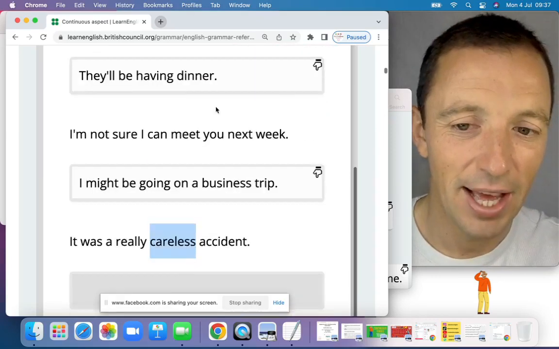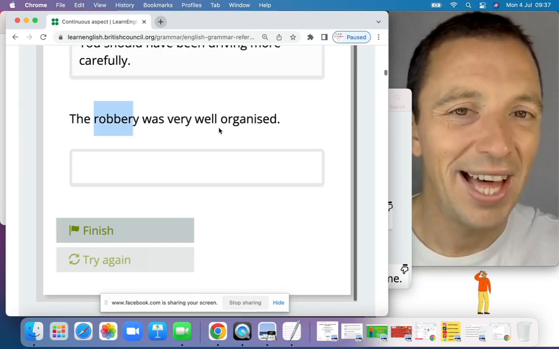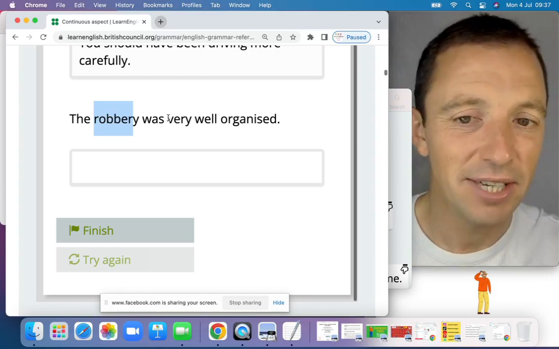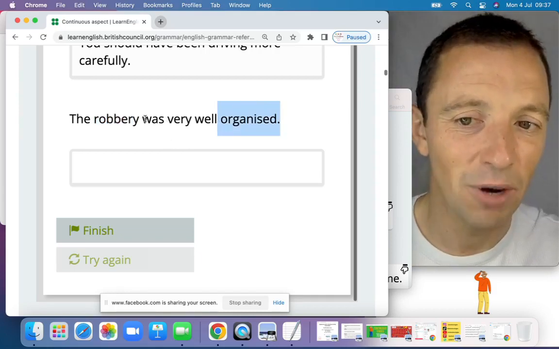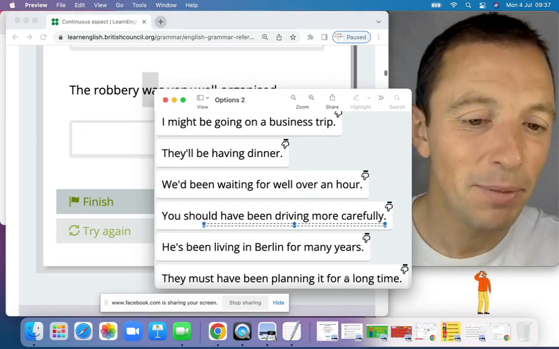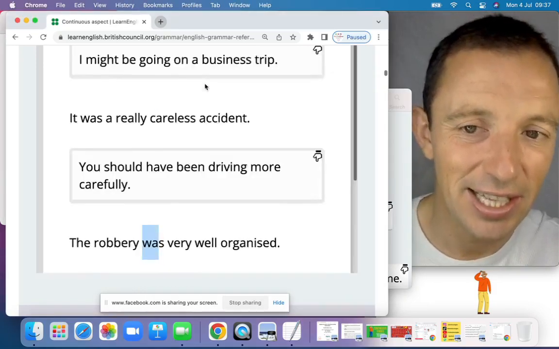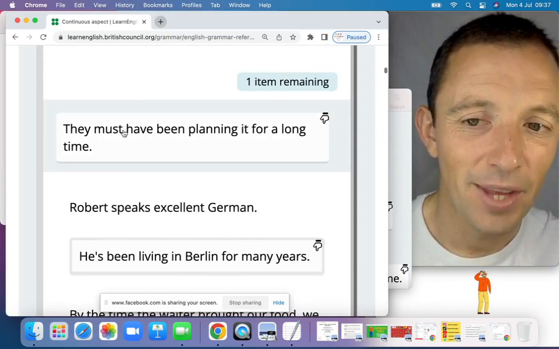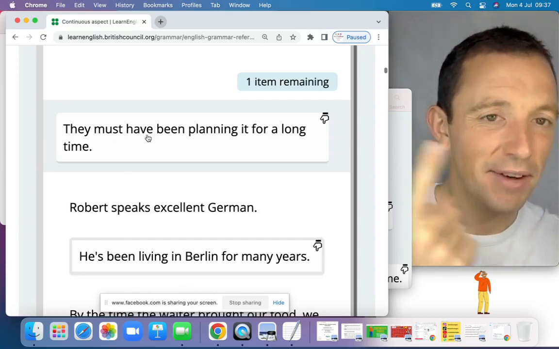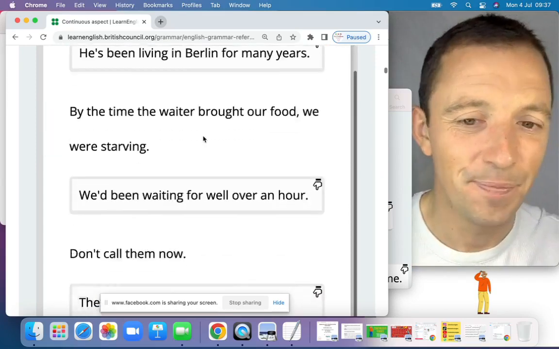And the final answer: the robbery was very well organized. So the robbery is the noun and the adjective is organized, and the robbery in the past was very well organized. They must have been planning it for a long time. So that is the answer. This is the modal, must, plus the perfect, have been, plus the continuous, for a long time.